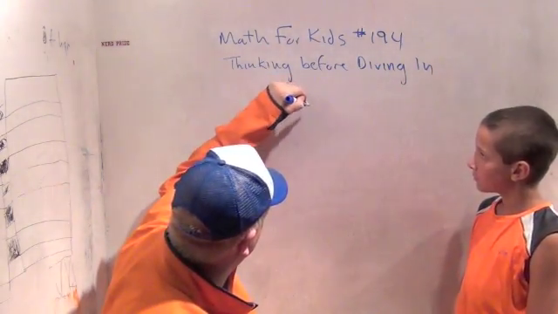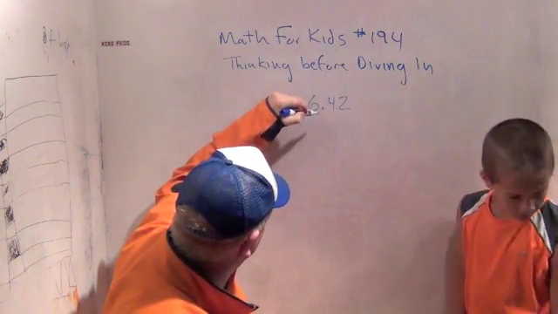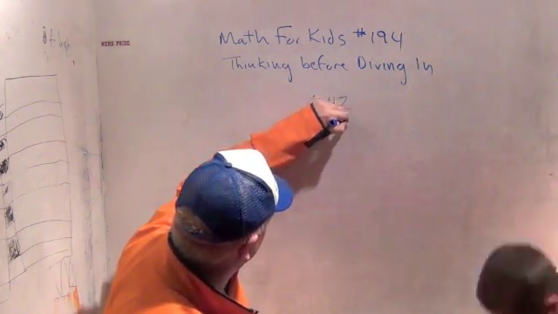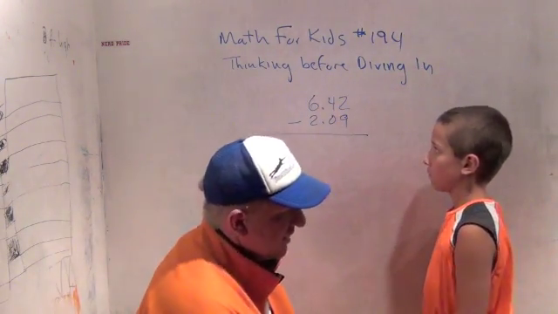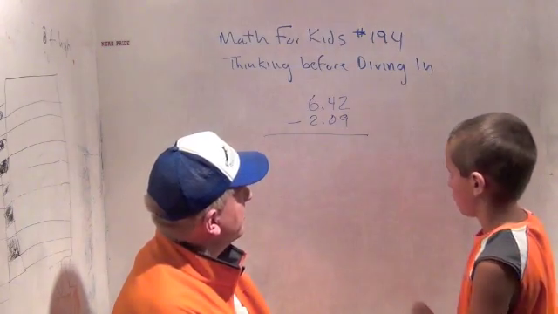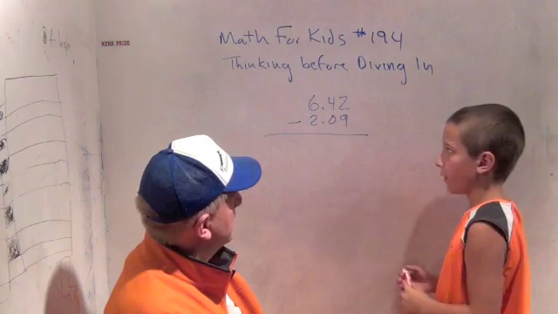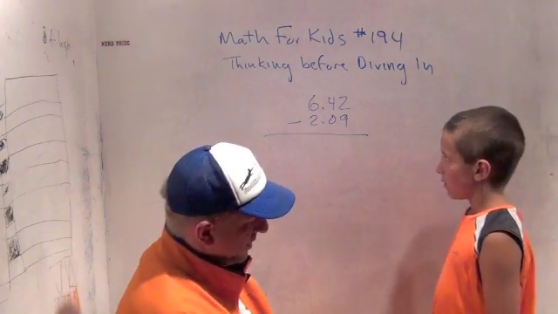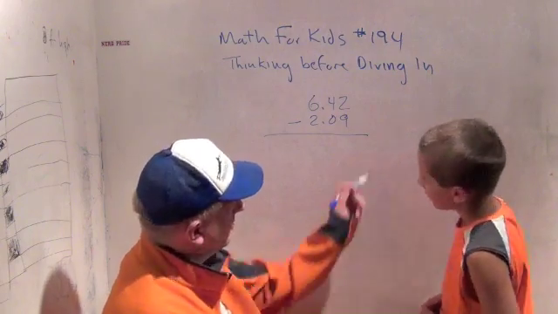Let's talk about 6.42 minus 2.09. What would be an easy way to think through this problem? Well, you can add 0.01 to 2.09. Okay, and what problem are you going to be left with then? Right, please write the problem down.